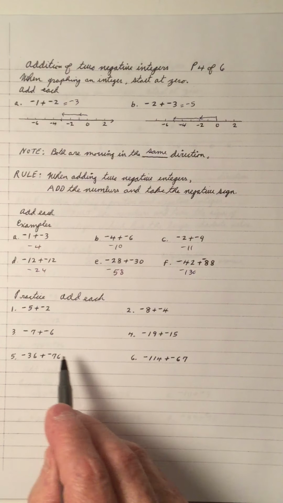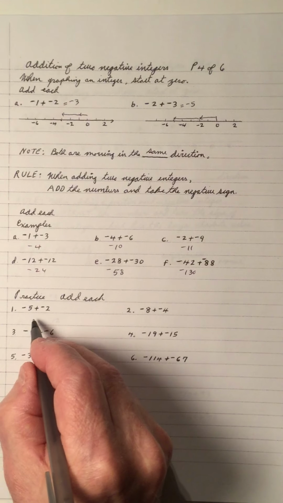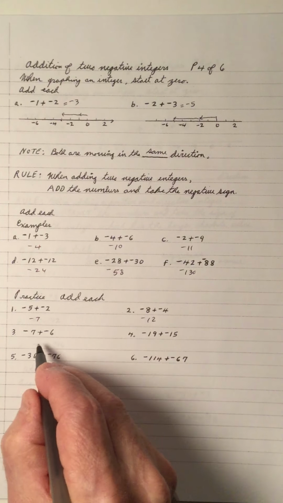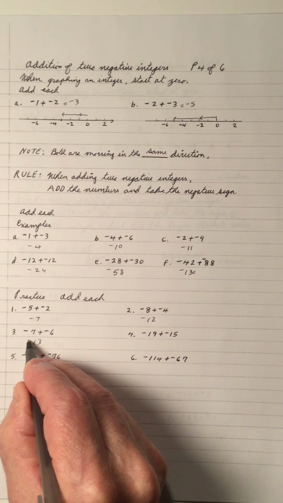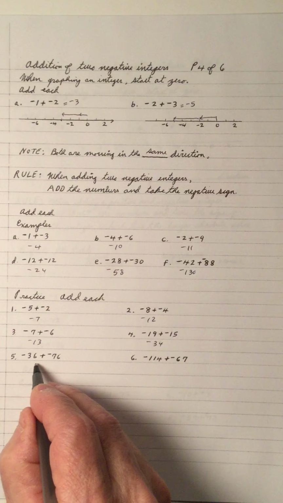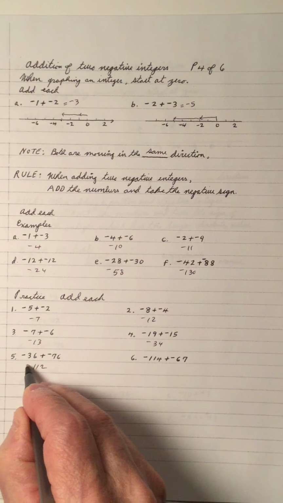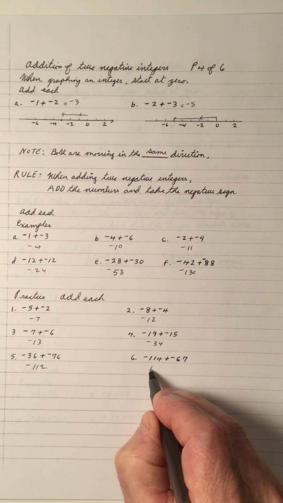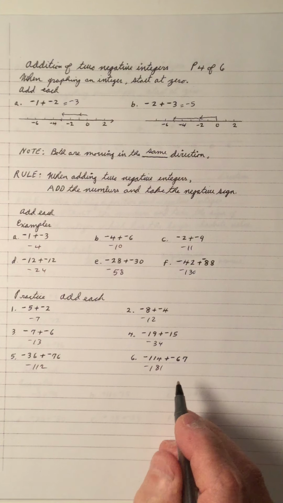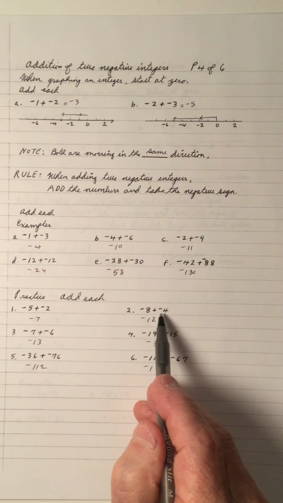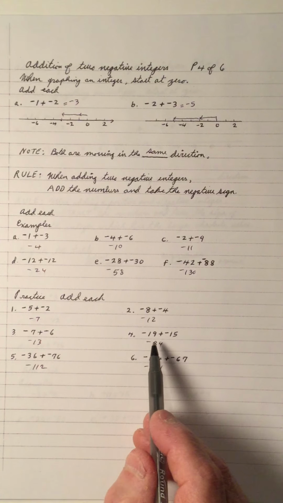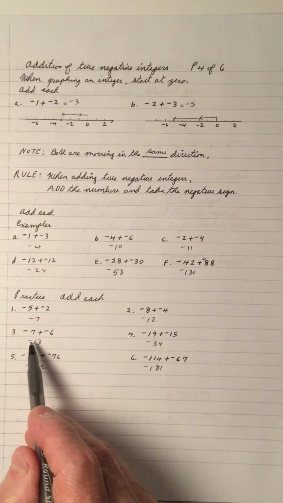Pause your video, work these out, and play it back, see if you're right. 7, and it's a negative. 12, and it's a negative. 13, and it's a negative. 34, negative. And 112, negative. And this one is 181, negative. Again, when you add the two numbers up, you take a negative. When adding two negatives, you add the numbers and take a negative.